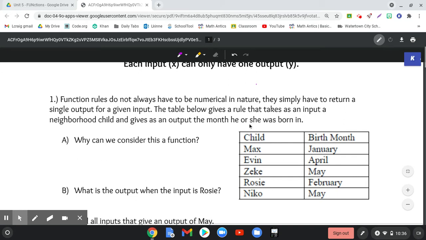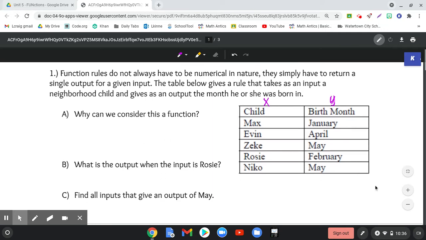So here, your function is the input, your X values would be, I put a name. Think of the function like a machine. I put the name into the machine, and the function would be, what's the birthday month? And out pops the birthday month. So Max has a birthday in January, Evan in April, and so on. It says, why can we consider this a function? That means it is a function because each person only has one birthday. If you saw Max sneaking in at the bottom saying he's got another birthday in June, then that's not a function. So why can we consider a function?